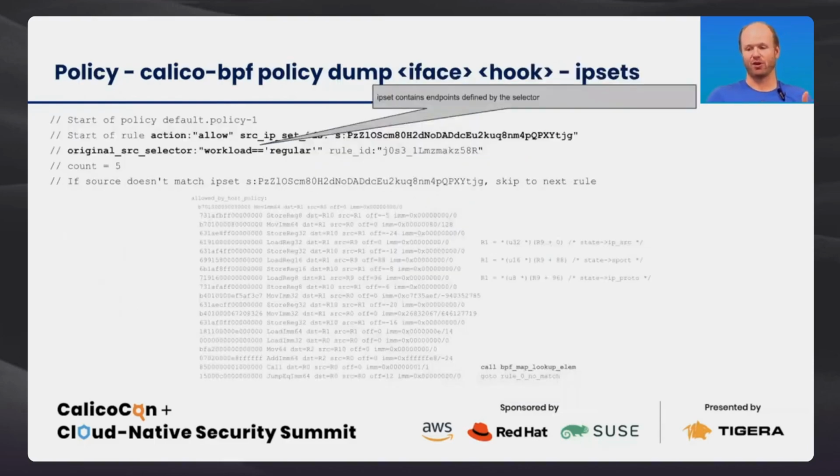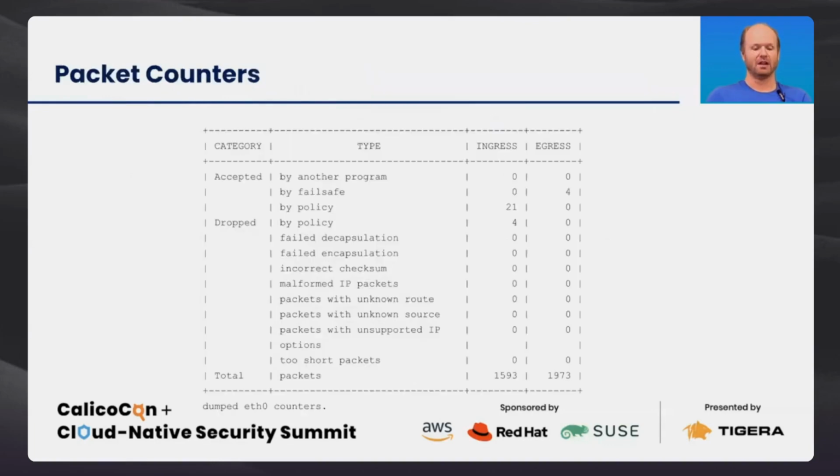I mentioned before that the policy can also refer to some BPF maps. We mostly use the BPF maps for IP sets. We borrow the term from iptables because at the end of the day, it is really just a set of IPs. And these sets of IPs are typically created when a policy uses a selector. And the selector collects a bunch of endpoints, a bunch of IPs that we have to match against. So the policy dump would also tell you which of the selectors created what sort of IP set. And then you can use the Calico BPF ipsets dump to actually look at the individual IP sets, whether they match what you were expecting.